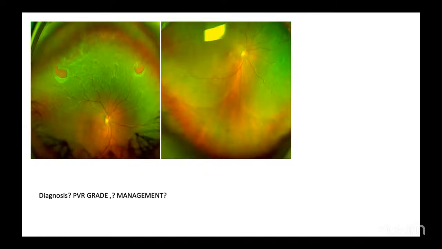First of all, I should take a brief history about any incident of trauma, asking also about the other eye, and asking for any family history of the same case. I should examine the anterior segment.